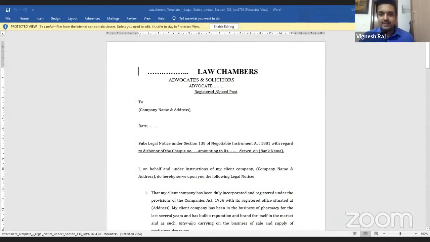Now, we need to get into the aspect of how to draft a legal notice, because that's a very important aspect when it comes to a Negotiable Instruments Act case. So what I'm going to do right now, for the next 15 to 20 minutes, is share my screen and a draft of a section 138 demand notice, and take you through the prerequisites to a demand notice issue. I hope all of you can see this.